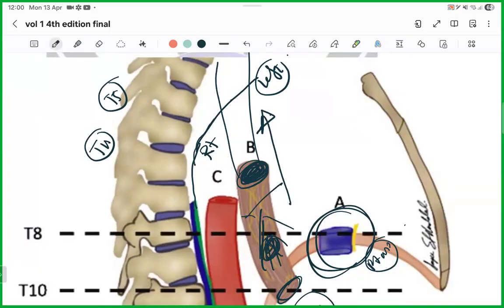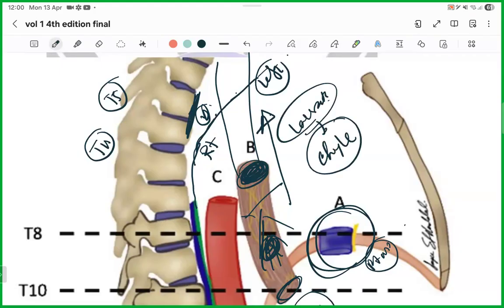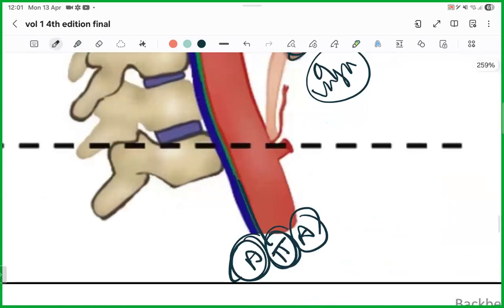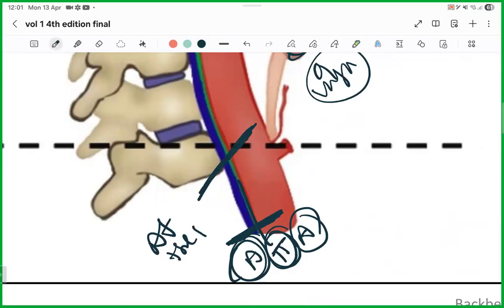This is a very delicate structure. It will get compressed against the vertebra and lacerated, and all the chyle inside it will leak. But we don't want that to happen. So what do we do? We ligate or divide it routinely. This is a routine procedure. We ligate it at the place where it enters.